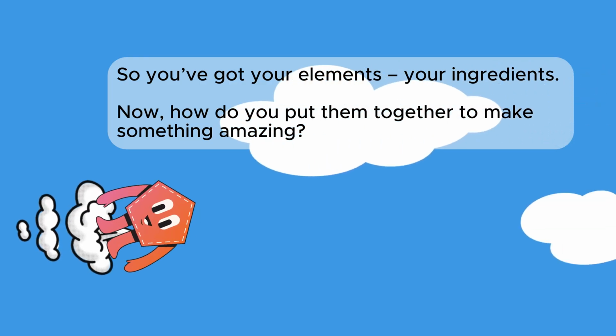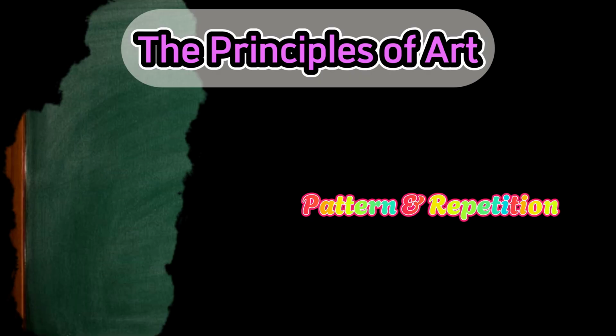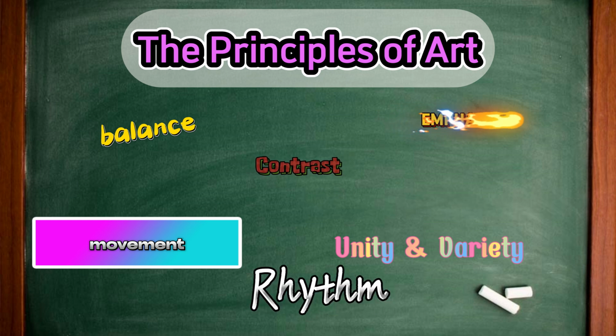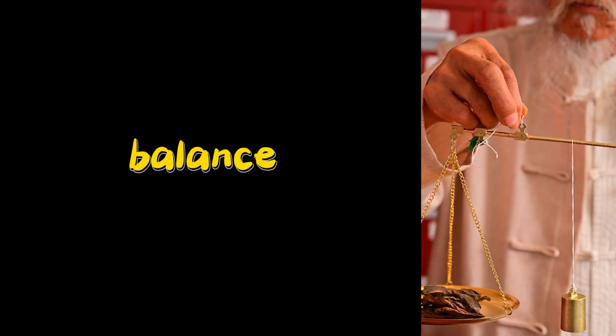So you've got your elements, your ingredients. Now how do you put them together to make something amazing? That's where the principles of art come in. These are the rules, the guidelines for how to arrange those elements to make your art sing. Balance. The art is not falling over.